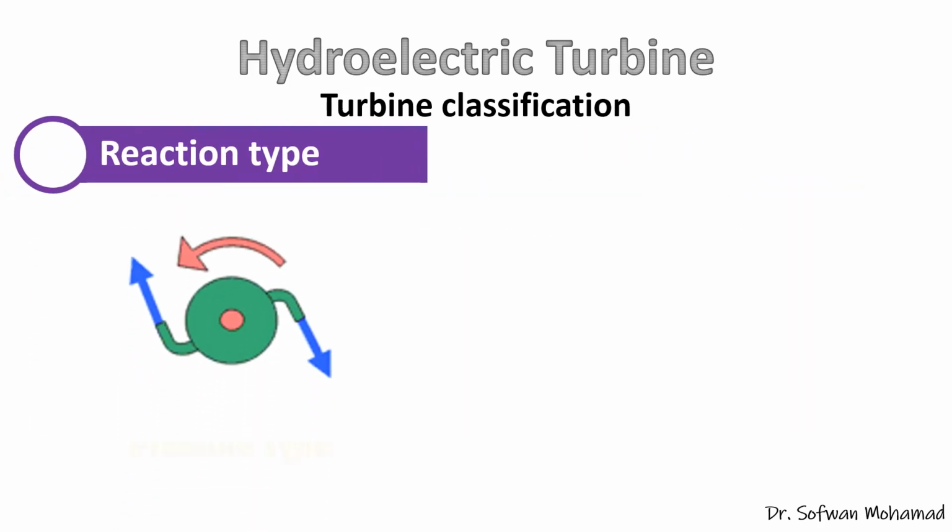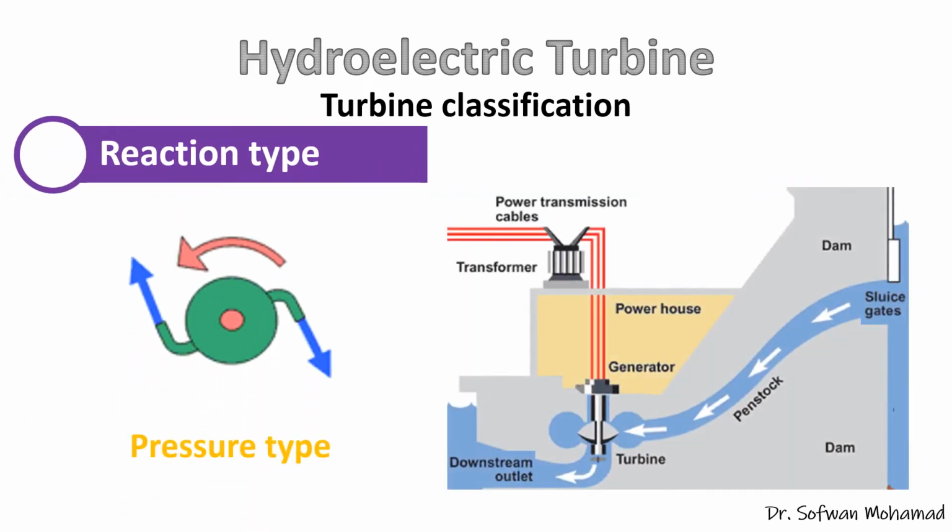A reaction type turbine is a pressure turbine, having a continuous body of water, or unbroken body of water, from the upper reservoir all the way down to the lower reservoir. The water body is unbroken. The reaction turbine functions because as the water flows through the runner, there is a pressure difference between the upper and lower reservoir, and this pressure difference causes the runner to rotate. And just remember that reaction turbine is a pressure type turbine.